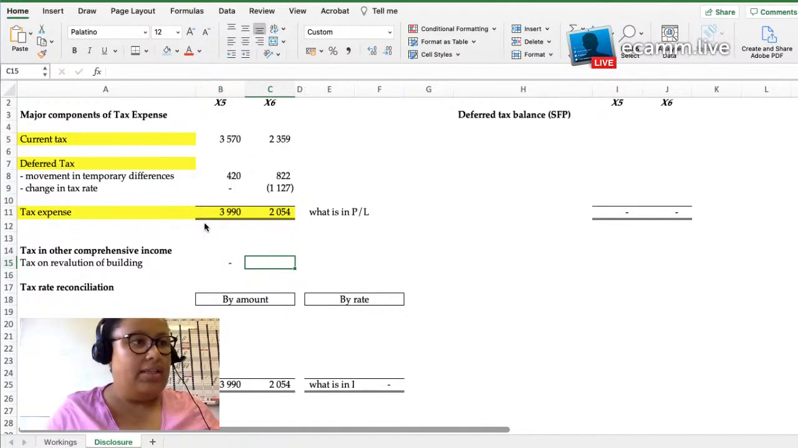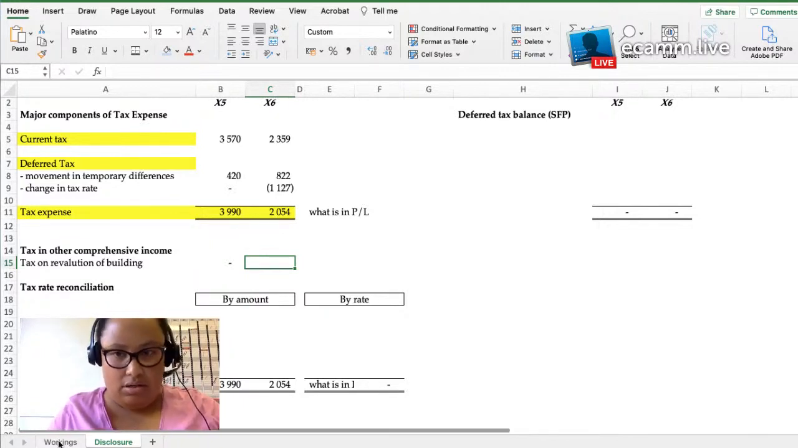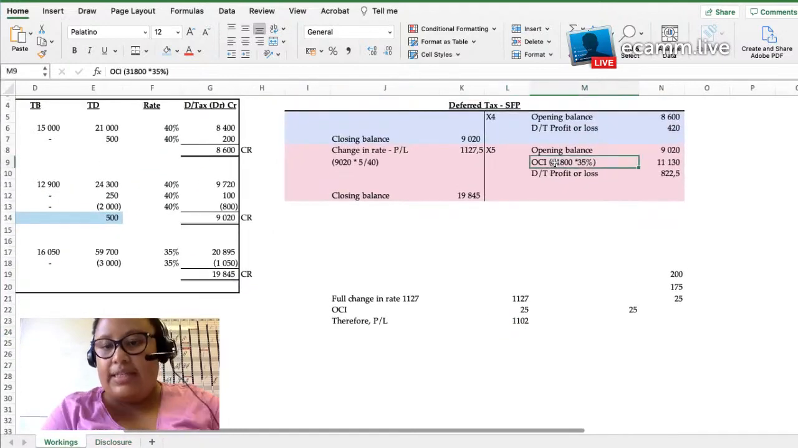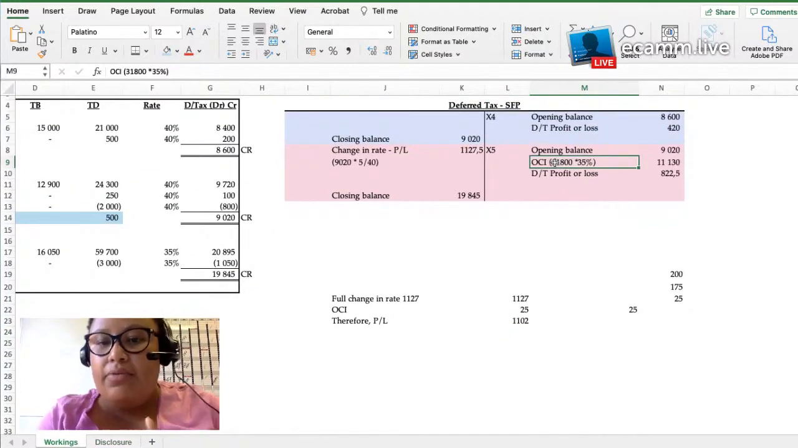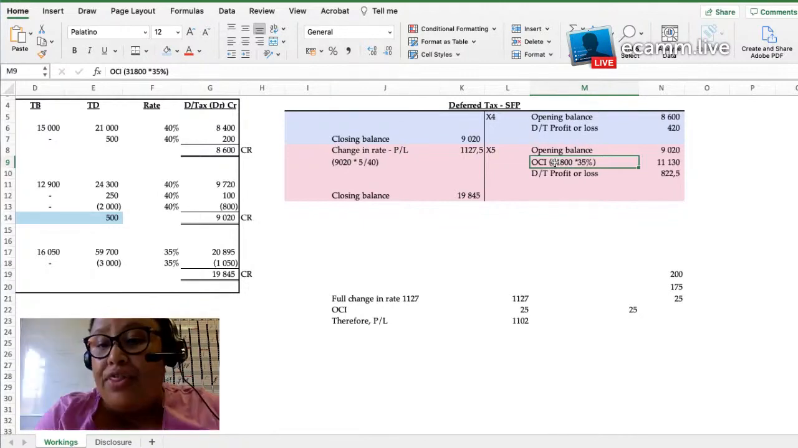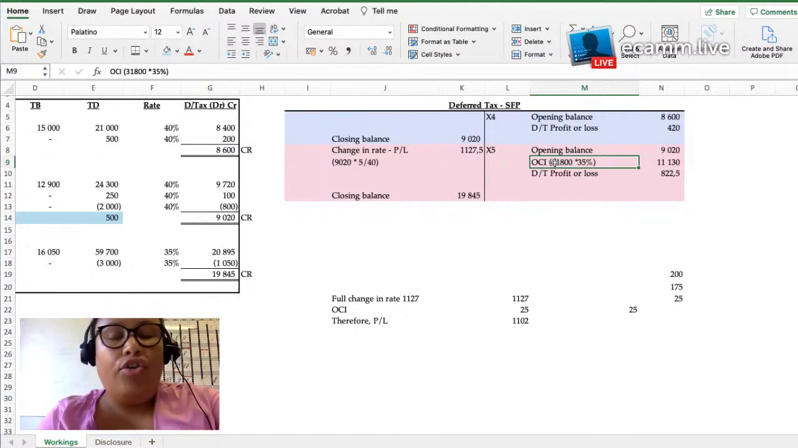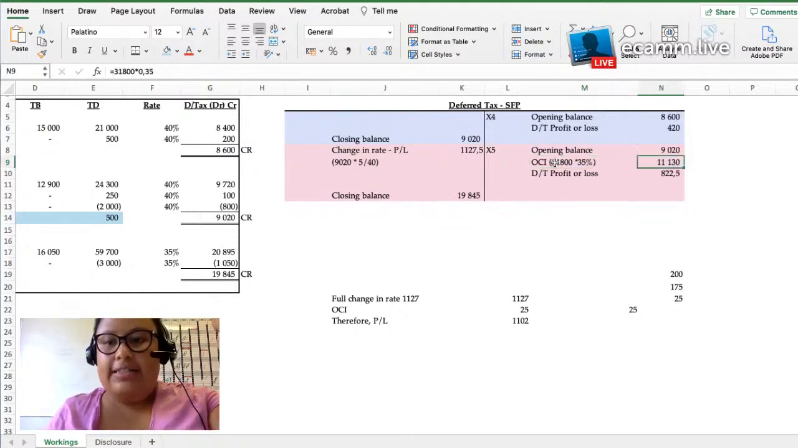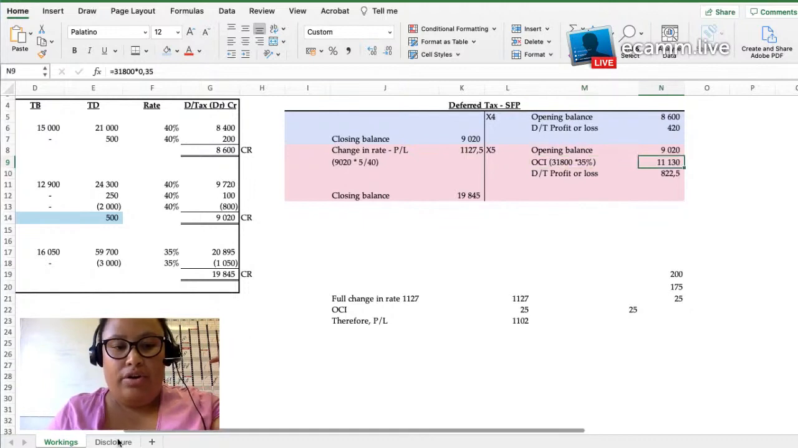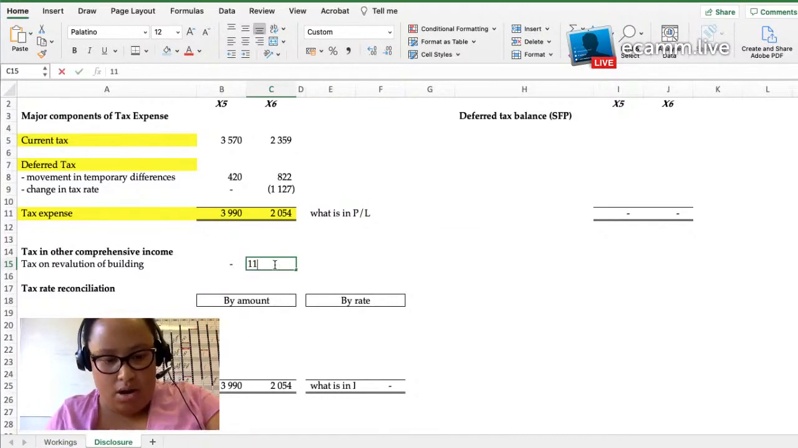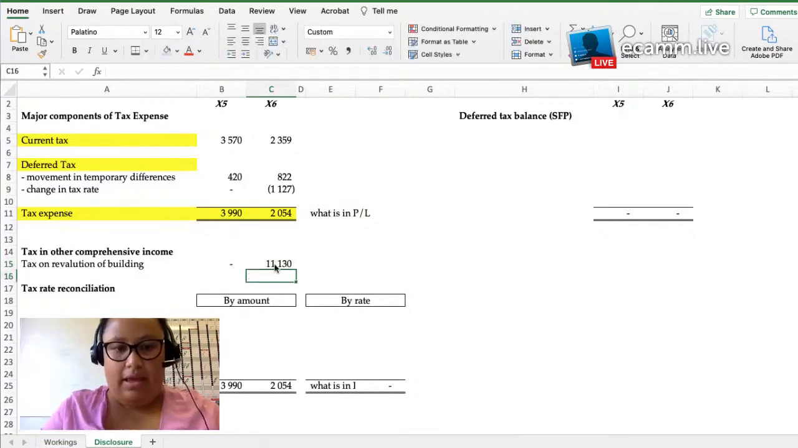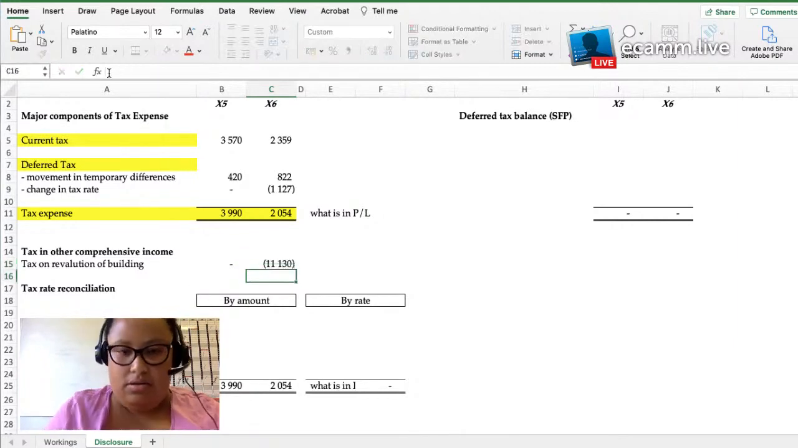Okay, because what they've done is they've taken the OCI number right over there. That was the gain that went through OCI, right? Because remember, we're taking the gain as given, it's been worked out already. We multiply it by 35%, okay? So the deferred tax that went through OCI was 11,130. Okay, that is my deferred tax in OCI. Cool.